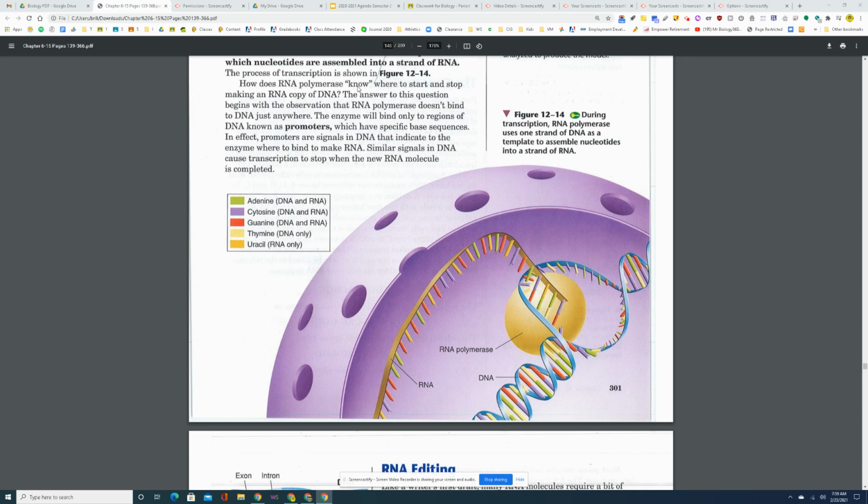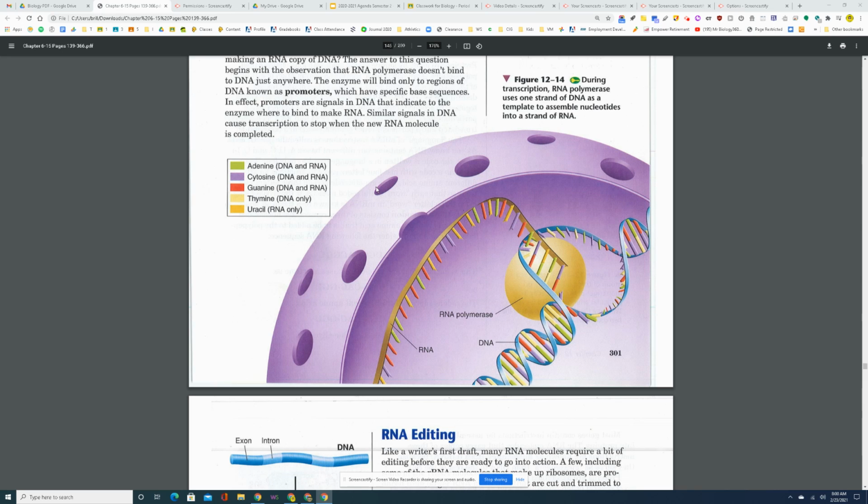How does RNA polymerase know where to start and stop making an RNA copy of DNA? The answer to this question begins with the observation that RNA polymerase does not bind to DNA just anywhere. The enzyme will bind only to regions of DNA known as promoters, which have specific base sequences. In effect, promoters are signals in DNA that indicate to the enzyme where to bind to make RNA. Similar signals in DNA cause transcription to stop when the new RNA molecule is completed.